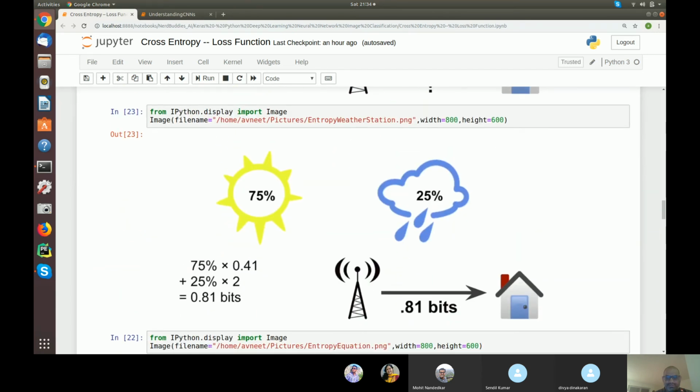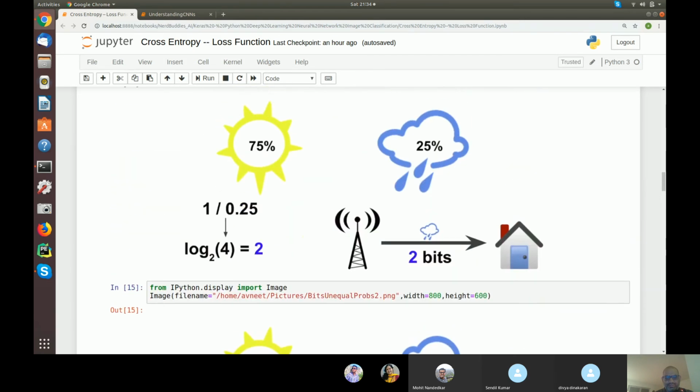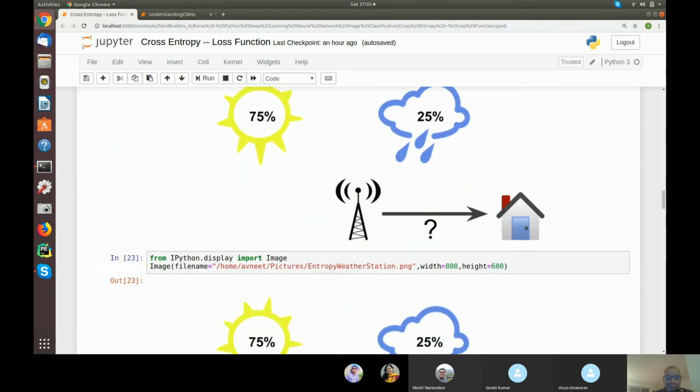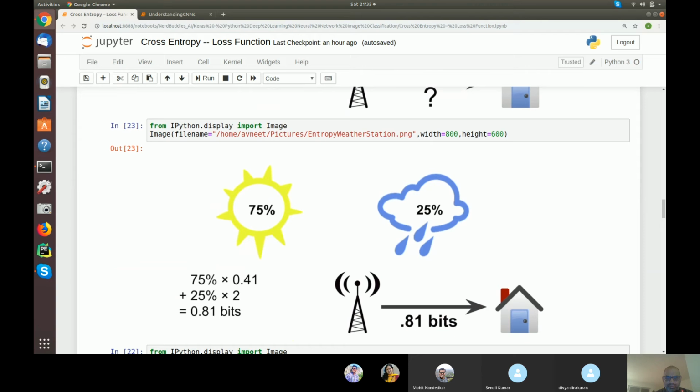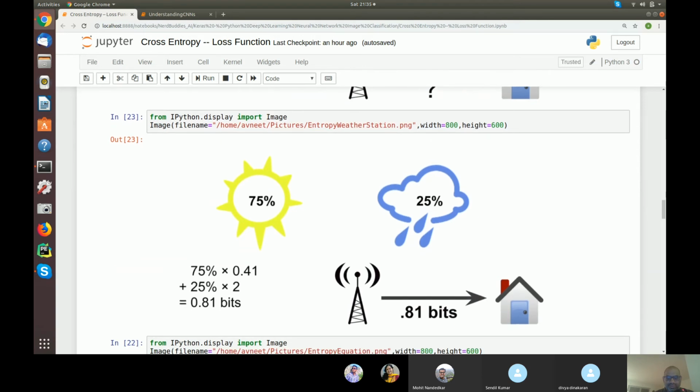Now, if we look at 75%, then it's going to be log of 1 by 3 by 4, and the answer for that is 0.41. So if 75% of the time it's sunny, then you already know there's a very high likelihood that it's sunny. So if you do get to know that it's sunny, the uncertainty reduction is very little. So that's 0.41. But the rainy thing happens much less frequently. It's more like 1 out of 4 times. If that happens, the uncertainty reduction is much higher. So that's log of 1 divided by its probability. So that's a higher number, that's 2.